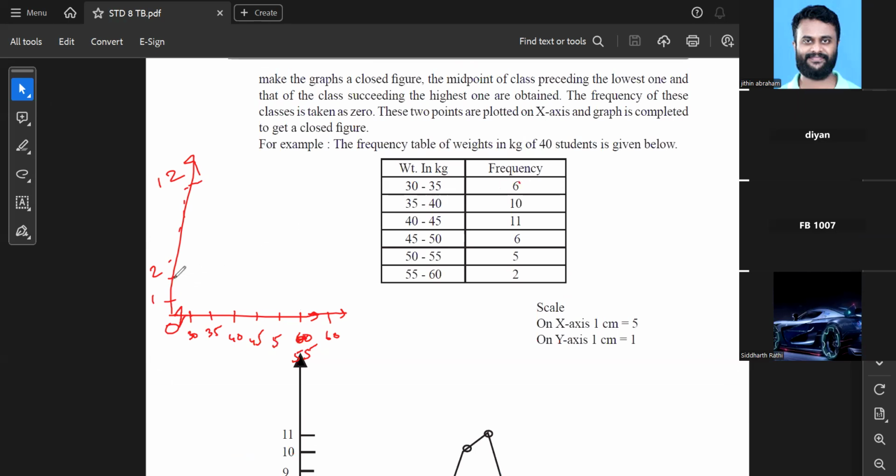Okay. Now पहला वाला तो 6 है. 6 पे किधर डालना है? 30 और 35 के बीच का मिड पॉइंट लेना है आपको. 6 पे आके ज्वाइन करना. देन 35 टू 40, उस पे 10. 35 टू 40 पे 10. देन 40 टू 45 पे 11. 45 टू 50 पे 6. 50 टू 55 पे 5.